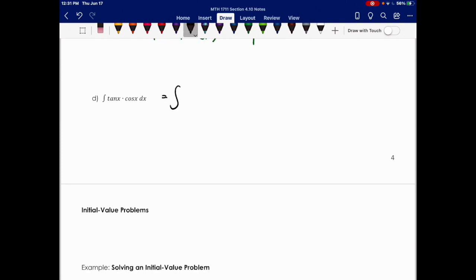In this next example, part D, we're going to simplify this a bit before we start trying to integrate. With trig functions, sometimes it's easiest to simplify if you can first before you find the antiderivative. So if I rewrite tangent as sine x over cosine x, and then I have times cosine x dx, that will give me the integral of just sine x dx because I can cross off my cosines. One's in the numerator, one's in the denominator. So now I'm going to integrate sine x.